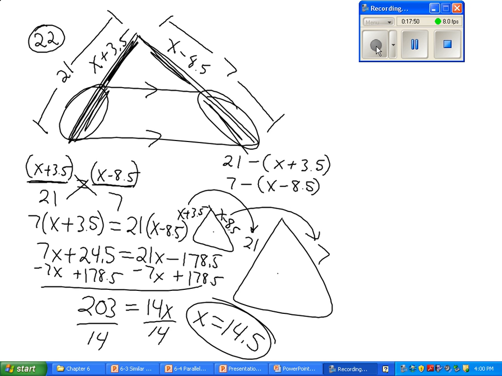If you didn't understand problem 35, don't worry about it. That one's a little tough. Maybe we'll go over it at some point. I'm not too concerned about it.